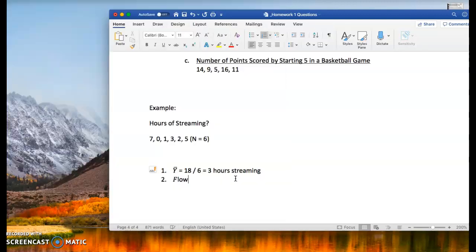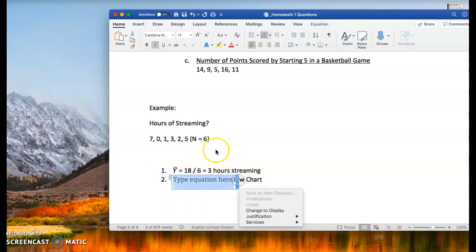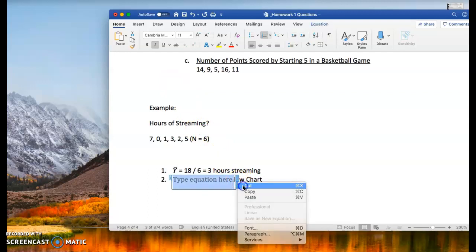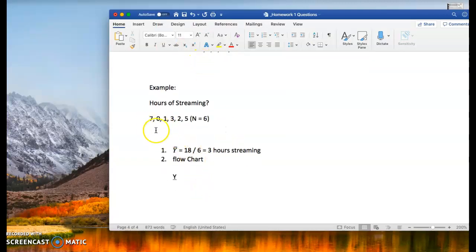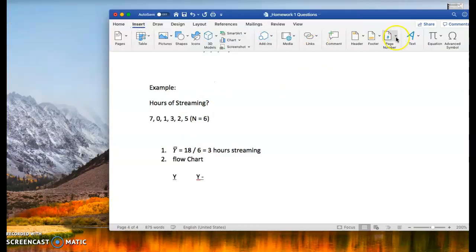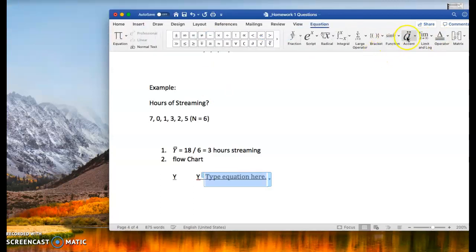So the flow chart is going to help us find the deviations of each of our Y scores. So the flowchart starts off with the column Y. Y is our scores from our data, and then the second column is going to consist of Y minus Y bar. This second column is our deviations.